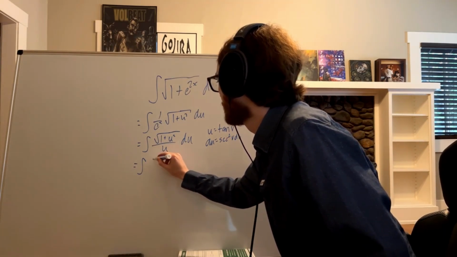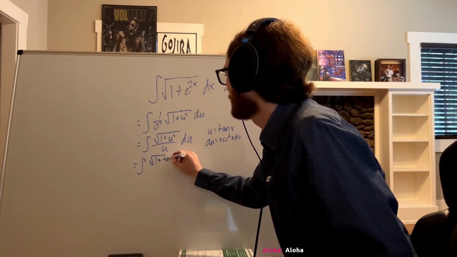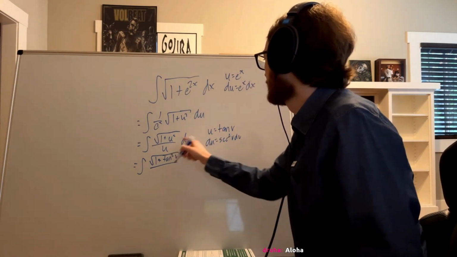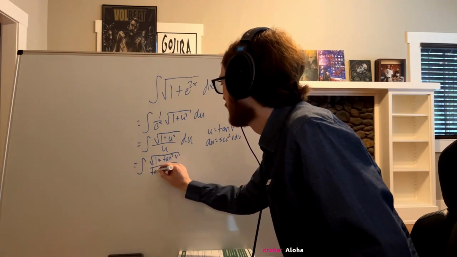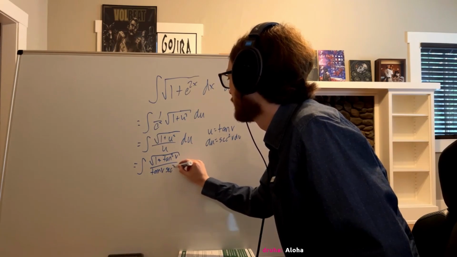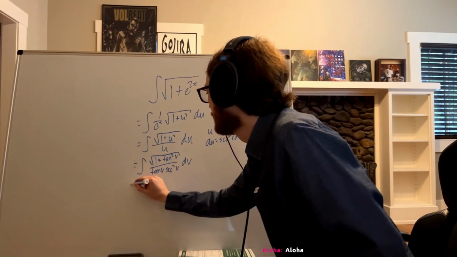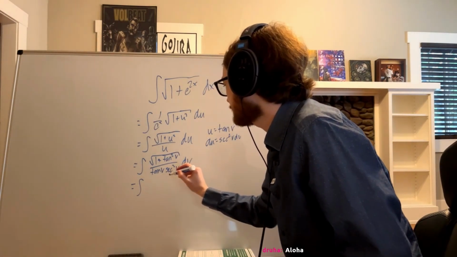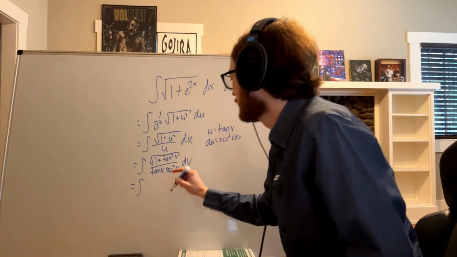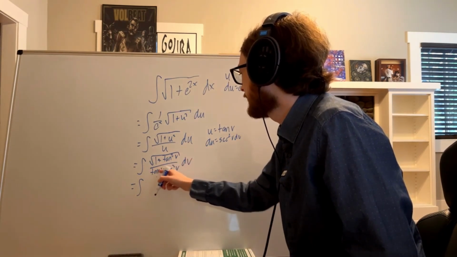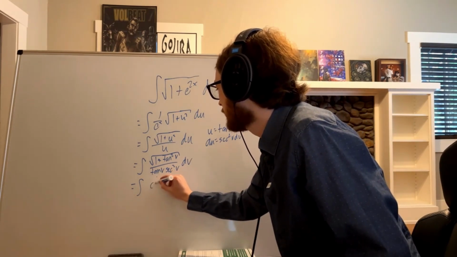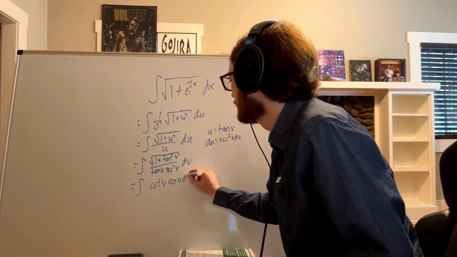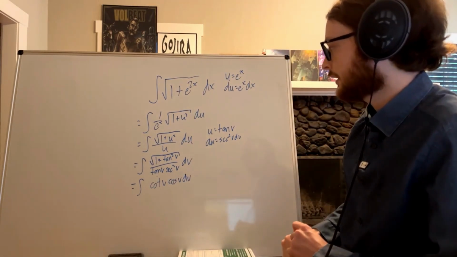That would give us root 1 plus tangent squared v over tangent times secant squared dv. Root 1 plus tangent squared is secant, just 1. So we get 1 over tangent times secant, which is also cotangent. Secant goes with cosine times cosine. Cotangent is cosine over sine.